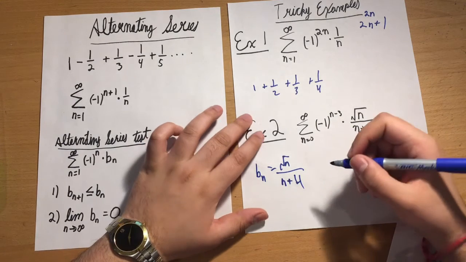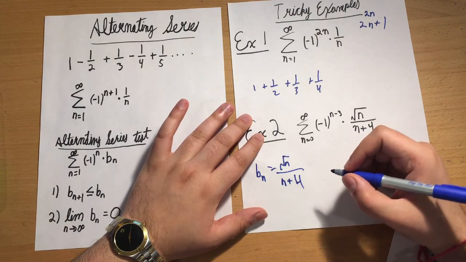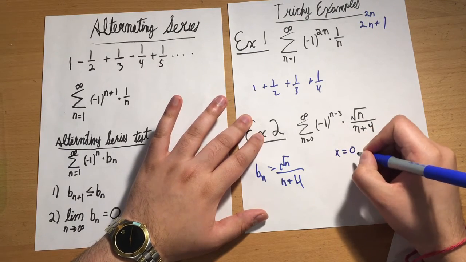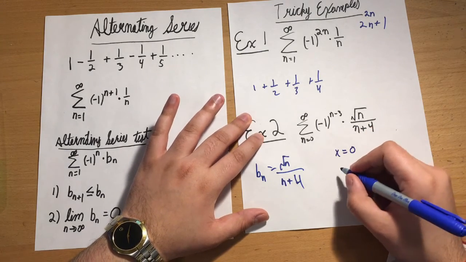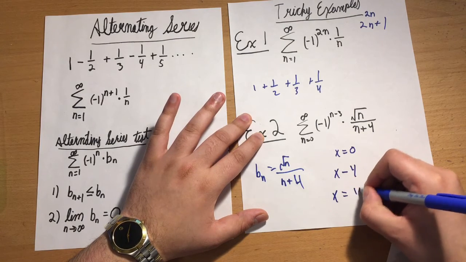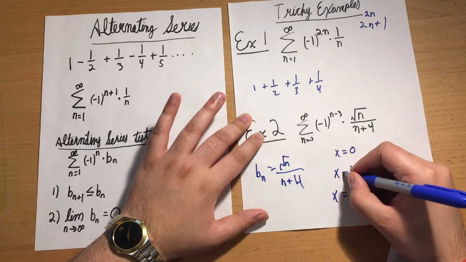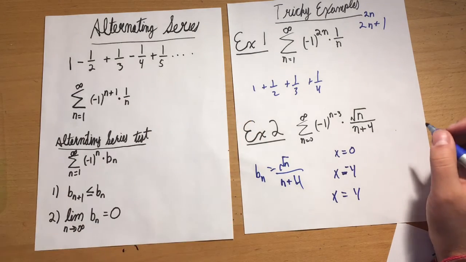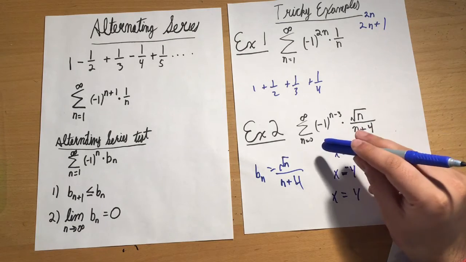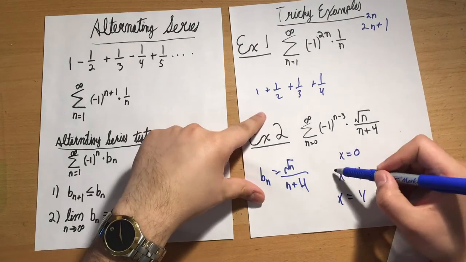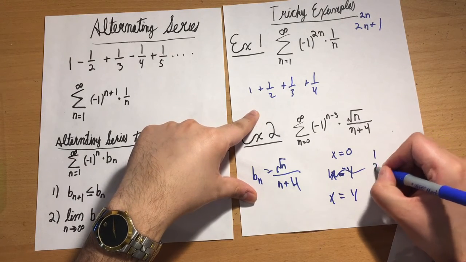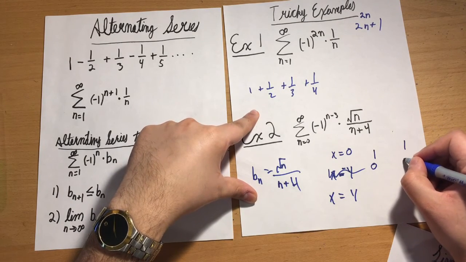So finding your critical points would show that you have points at x equals 0, x equals -4, and x equals 4. Now, -4 isn't even a term that's defined in your series because you start at 0, so that's not even something to look at. So currently we have the points 0 and 4.